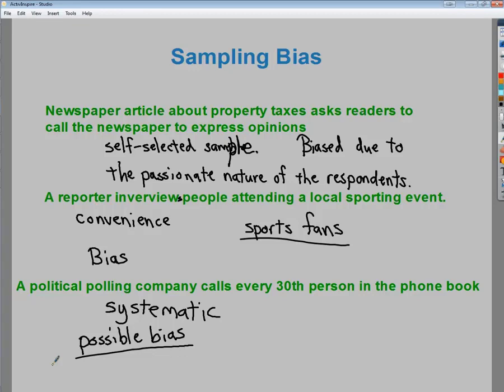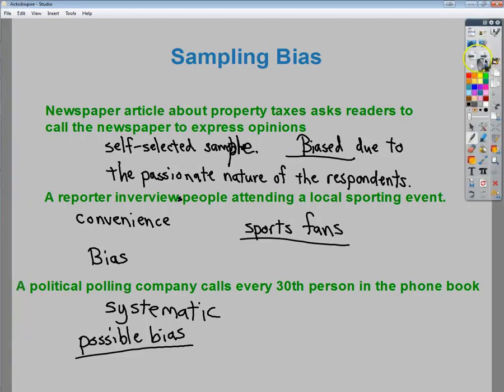But there is a possible bias there. The newspaper article trying to create a self-selected sample is much more biased. But there is possible bias in the idea that you'd pick people out of a phone book, because some people are unlisted, and some people only have cell phones and they don't list themselves in a phone book, that kind of thing. So depending on the phone book, depending on the question, there is a possible bias in place. So that's the kind of stuff that you have to consider when you sample a group.